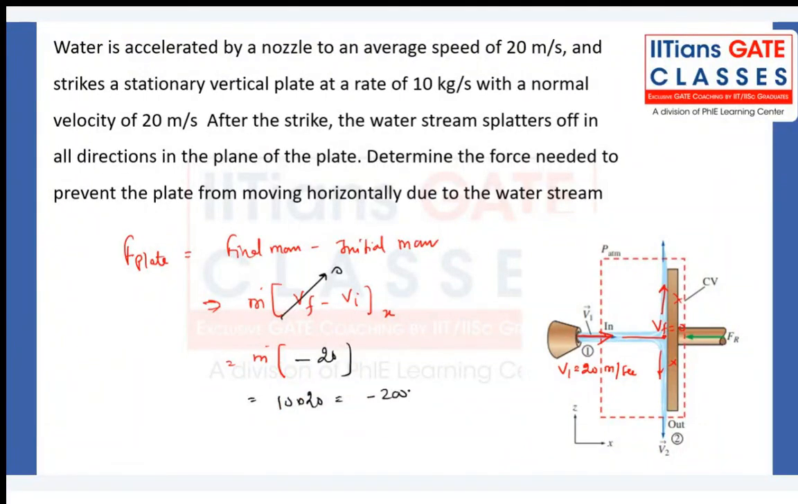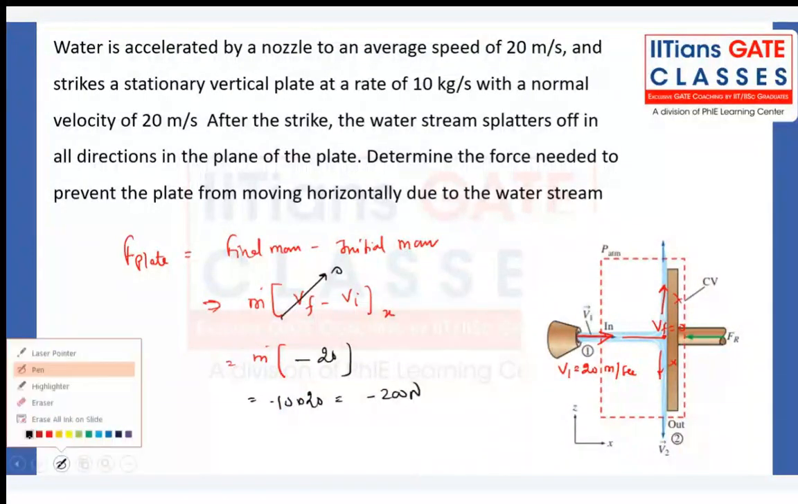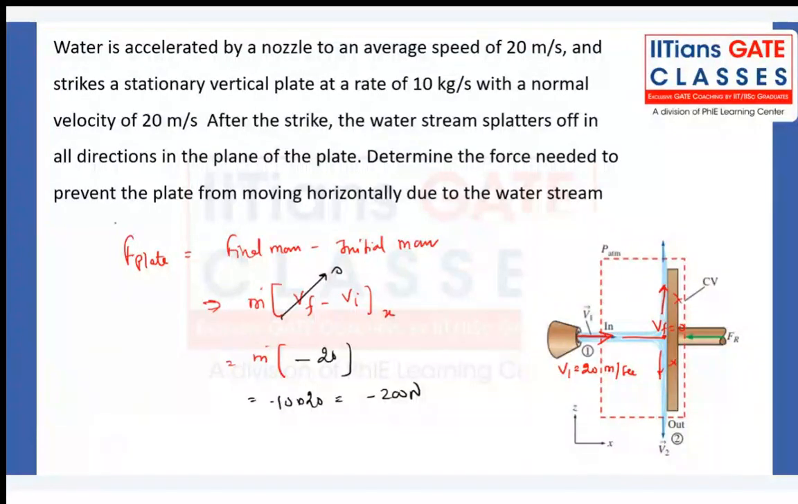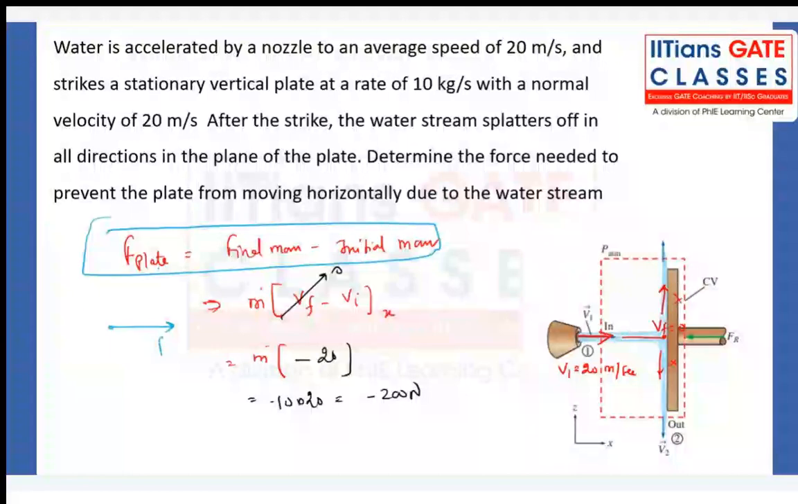What does the negative sign mean? By using this particular formula, we assumed the force on the plate acts like this, that is, positive. But if it comes out negative, that means our assumed direction is incorrect. We can also write that the force by the plate will be 200 Newton like this.